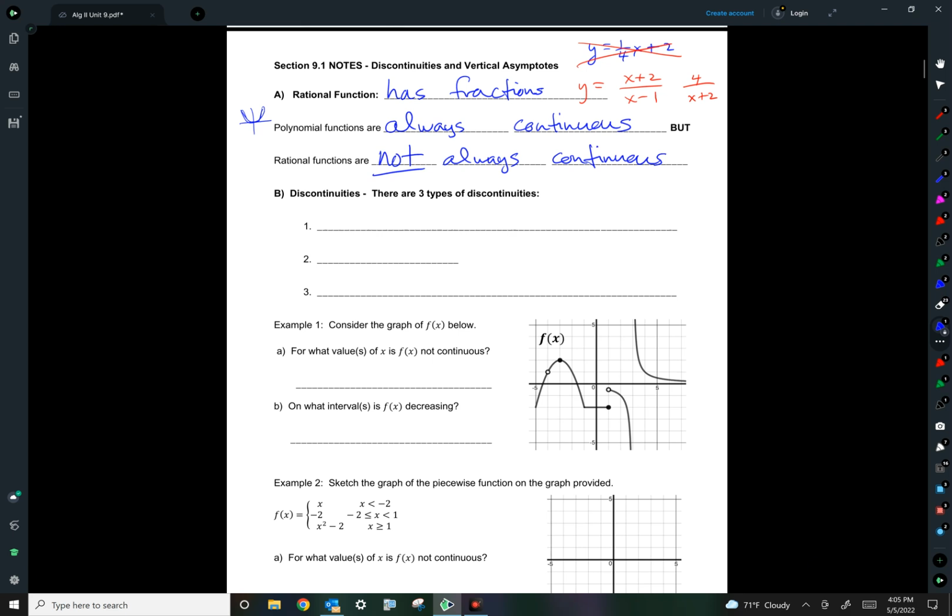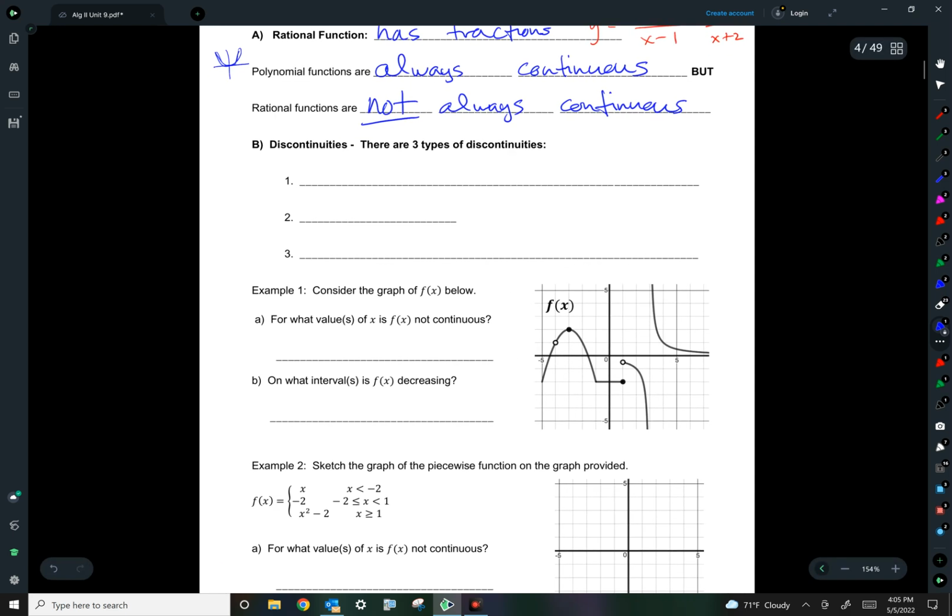If you look down at example 1 and that graph, that's a crazy looking graph. It has a hole right over here, and then right here at x equals 1, you can see there's this break in the graph. Over here at x equals 3, there's this weird break in the graph, okay? So rational functions could have any of that weird kind of stuff going on.